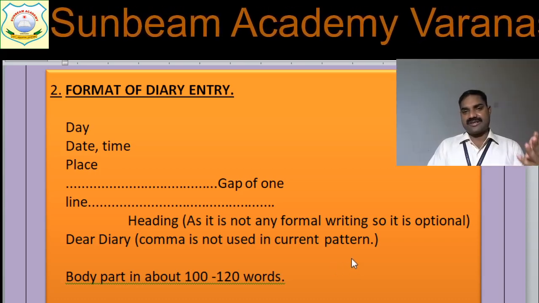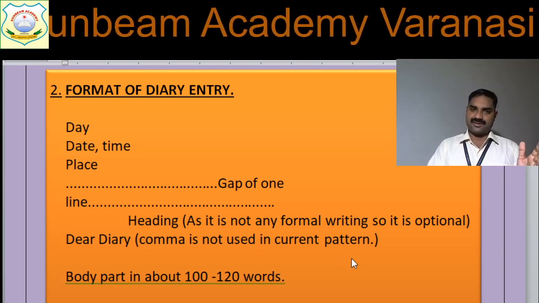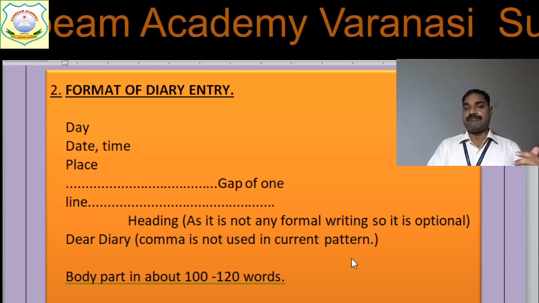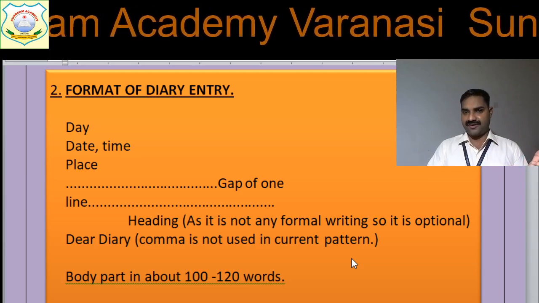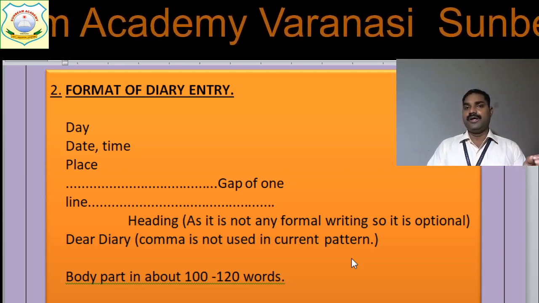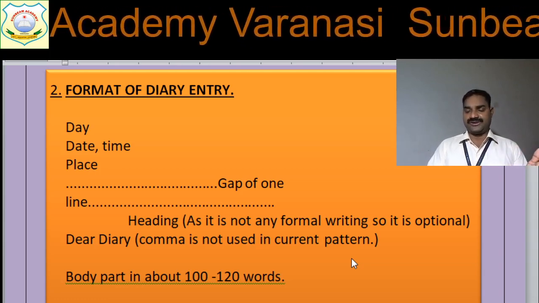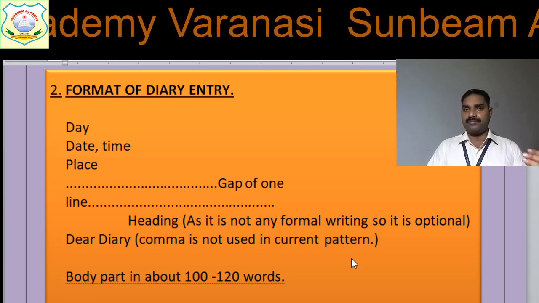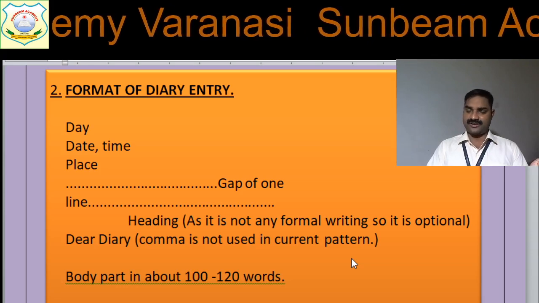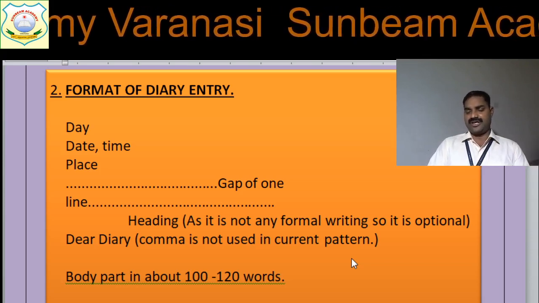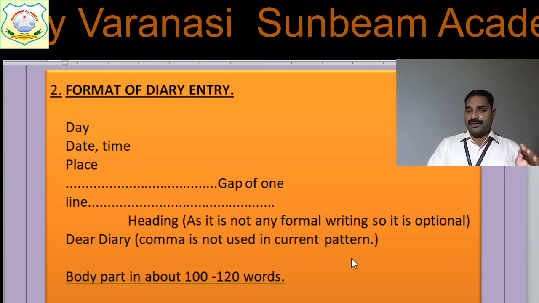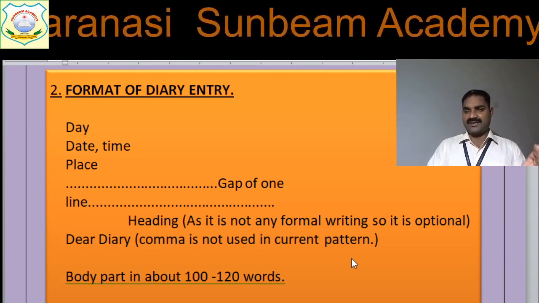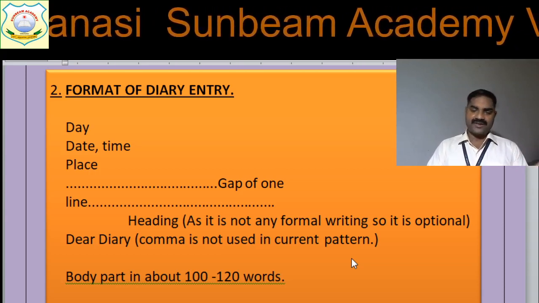Children, in the previous classes I discussed that the format in the beginning may vary in different books. So never be confused. In some other books, in some other texts, you may find place first and then date, day and time. The most appropriate format is day, date and time, and then place can be added.